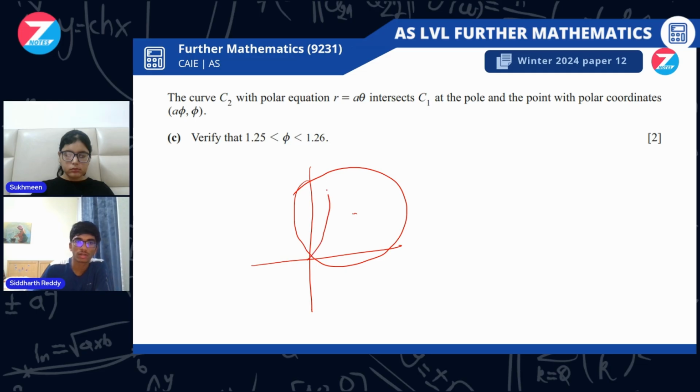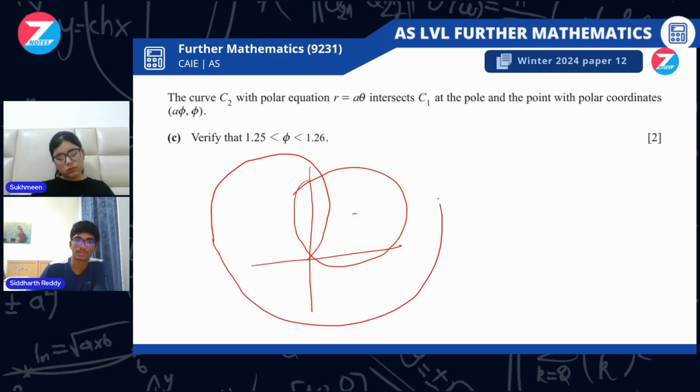There is another graph, r equals a theta. So it looks something like this. It will spiral out like this. We don't need to draw that much, we only need to draw the part which intersects with the circle. So this is one intersection point, and of course there is one more intersection point at the pole.